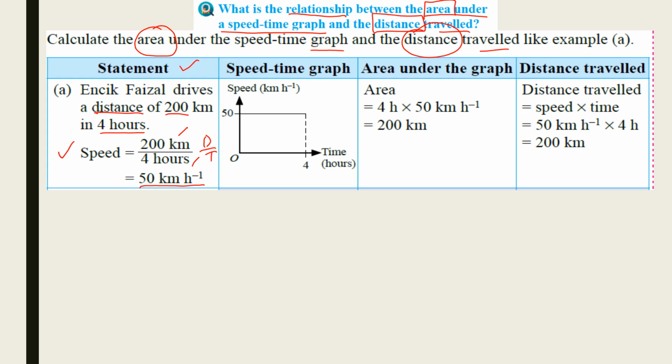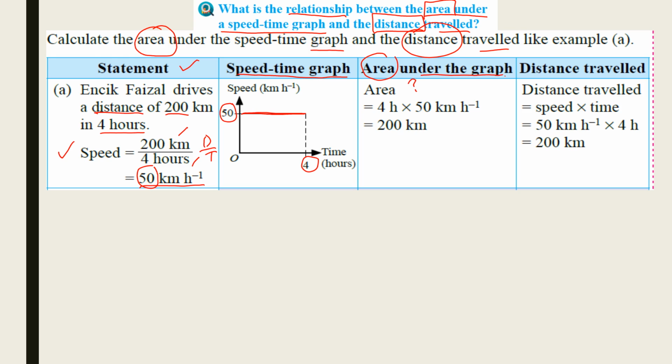Okay, now we do the speed time graph. So this is the 50 that we calculated just now, and this is the 4 hours. So the graph is here. This is the graph. And next, we find the area under the graph.